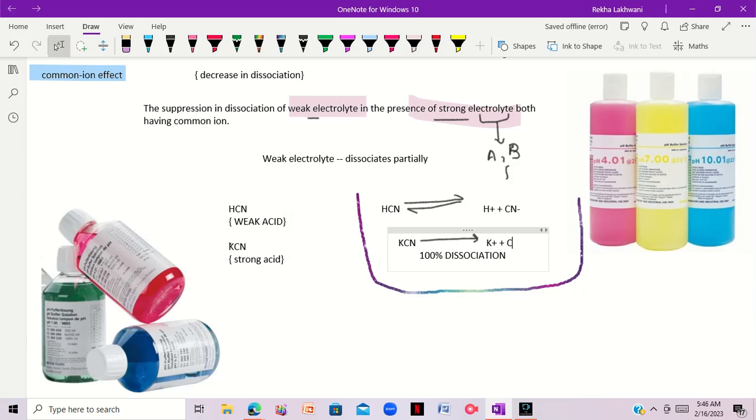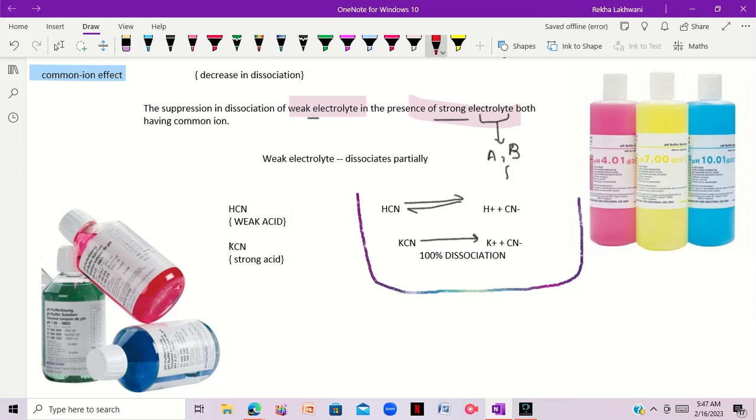Hydrogen cyanide is weak, potassium cyanide is strong. After dissociation, as the weak electrolyte dissociates only partially, there will be an equilibrium, right? There will be a forward reaction and a backward reaction. It is a reversible reaction. This is potassium cyanide, so there will be 100% dissociation into potassium ions plus cyanide ions right over here.